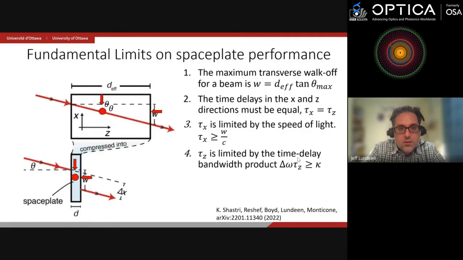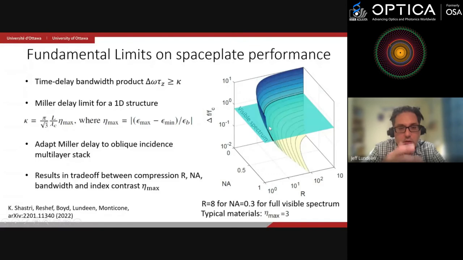It turns out it's related to causality and the speed of light in the material. And we showed that for reasonable materials, you could at least theoretically make a device that will work for the full visible spectrum with an NA of 0.3, which is higher than what you typically have in a cell phone camera, with an R of 8. So an R of 8 would mean that an 8-millimeter space would become 1 millimeter thick, which again is sort of the scale that we're talking about for the back of your cell phone. I mean, an 8 times improvement in space is actually quite large.